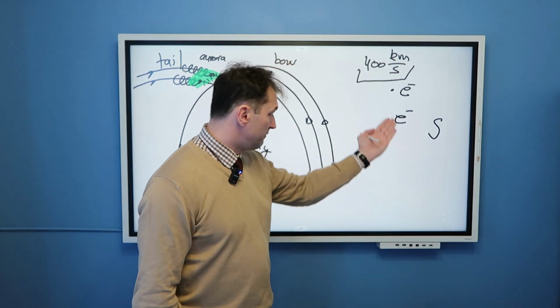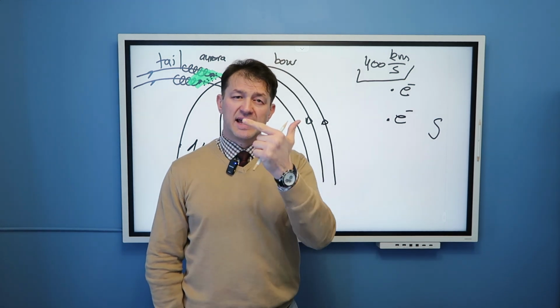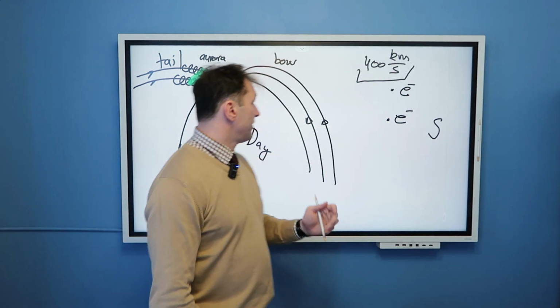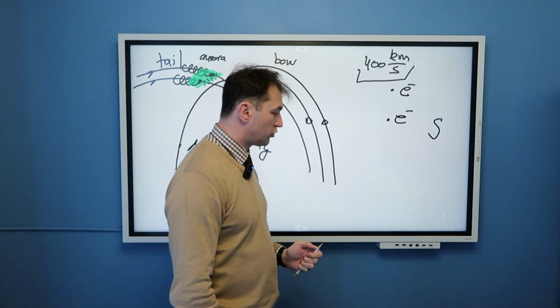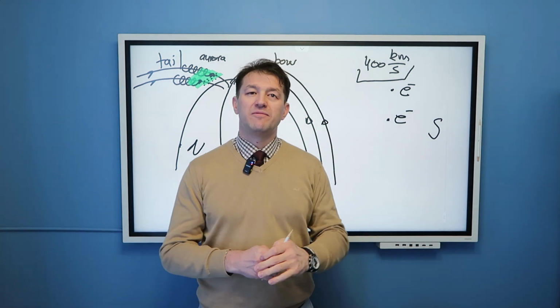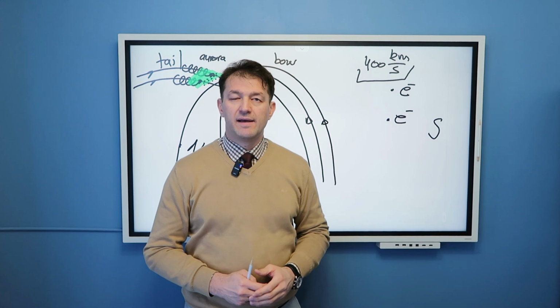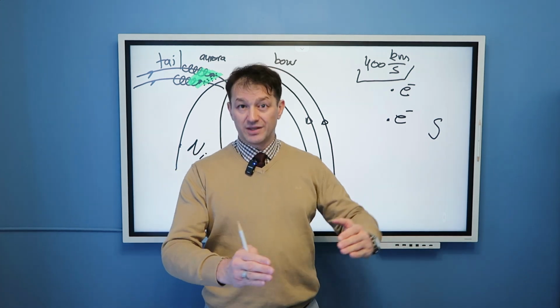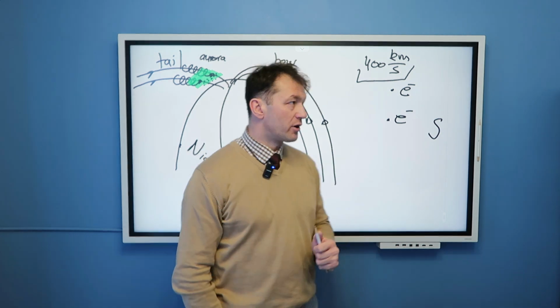We can only see it when these particles are A, numerous, and B, very energetic, and then when they collide with these molecules and atoms over there. When are they energetic and when are they numerous? When we have high activity of the sun, many explosions on the sun, and please check my video on the characteristics of the sun to understand these concepts more.